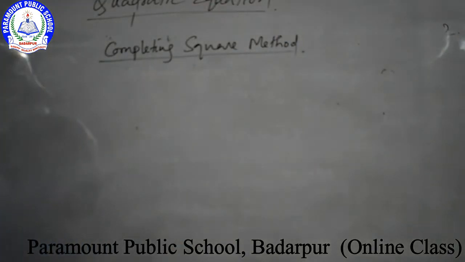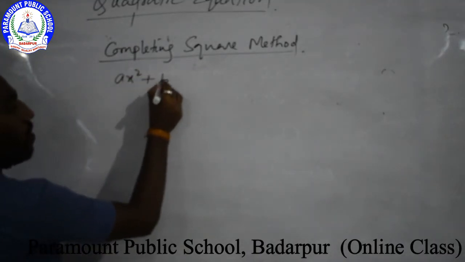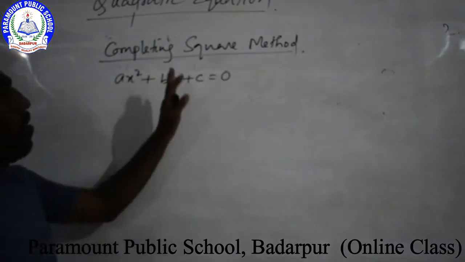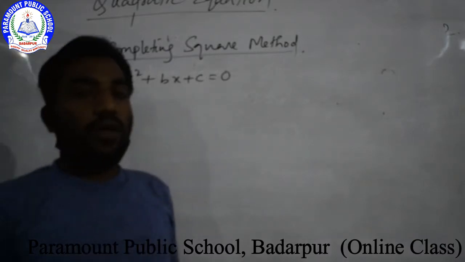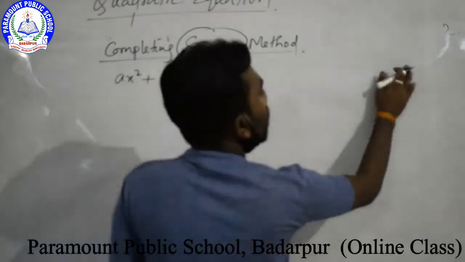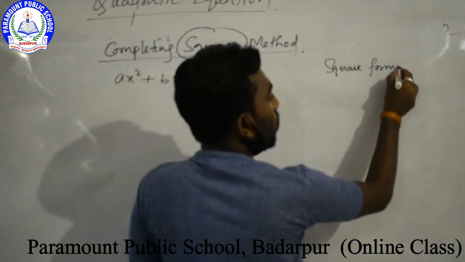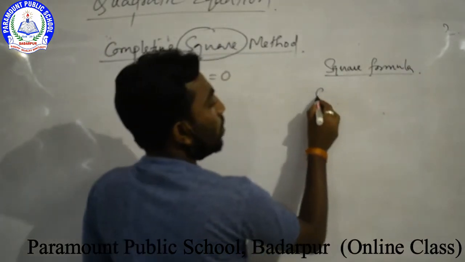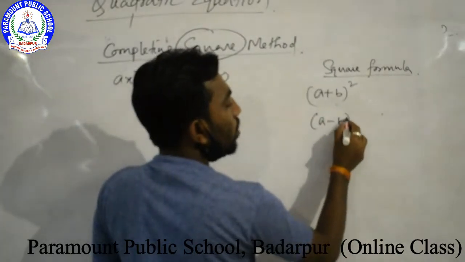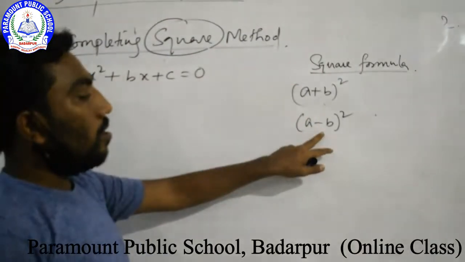So let me take the standard quadratic equation: ax square plus bx plus c is equal to 0. What does the completing square method mean? First of all, you know what a square is. So we have standard square formulas. Our standard square formulas are either a plus b whole square or a minus b whole square. These are the completing square method formulas.